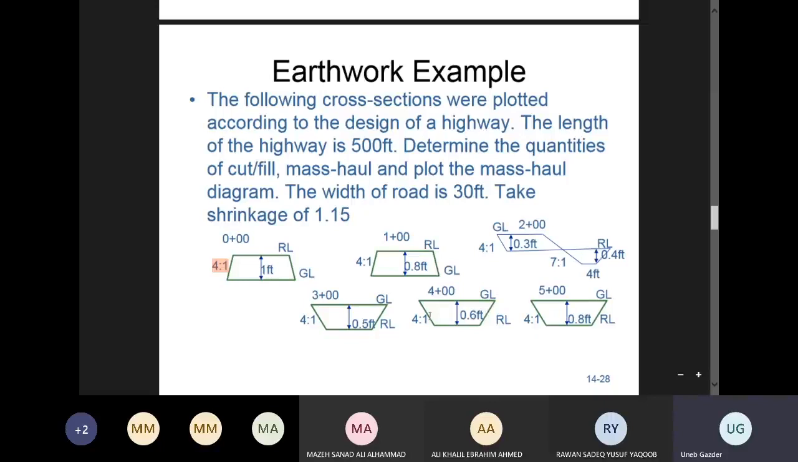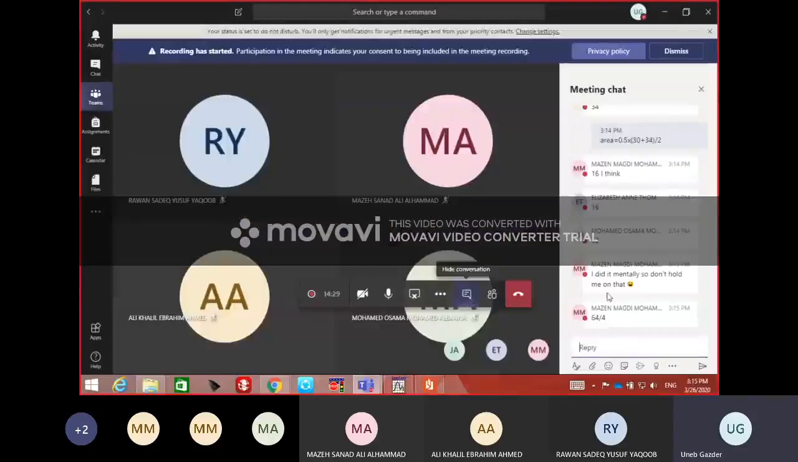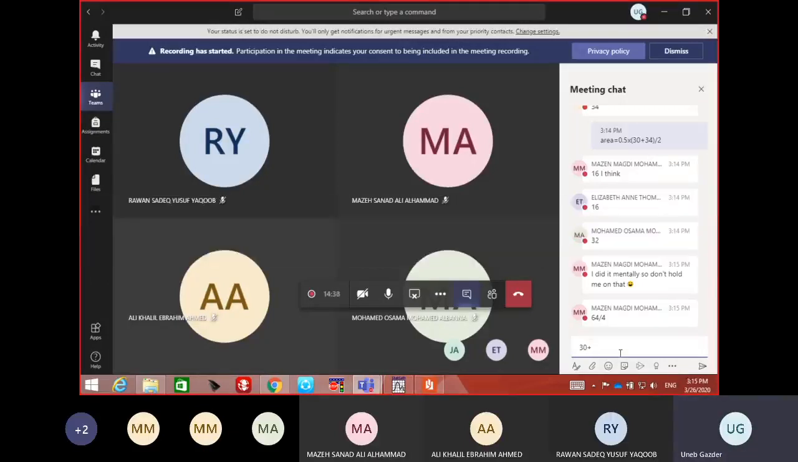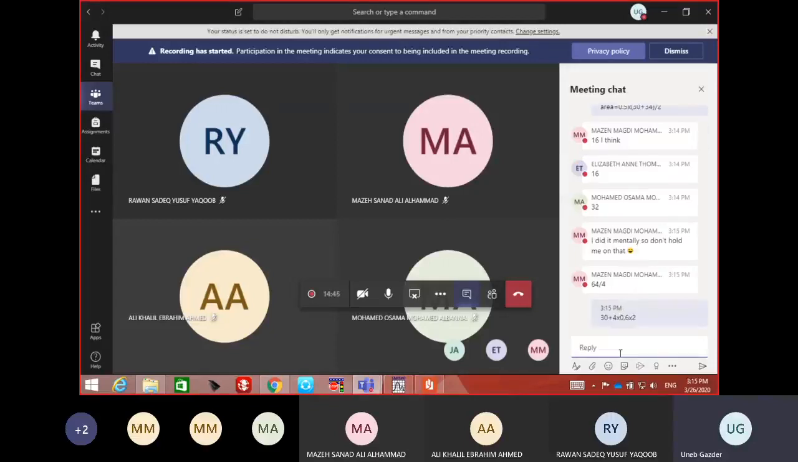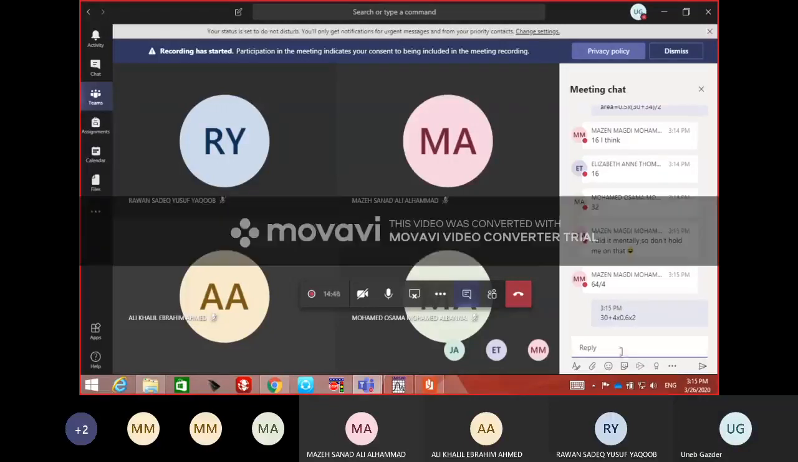Okay, then we're moving to station 4 here. Applying the same equation here. First of all, the width at the ground level will be 30, the width of the road level, plus 4 into 0.6, and I have to do it on both sides. So this will be how much?